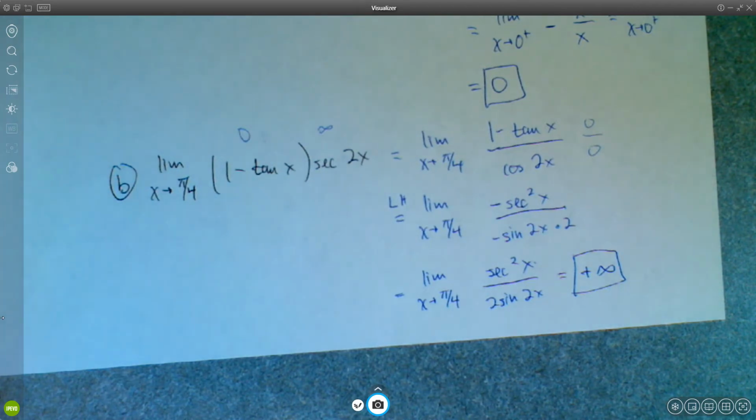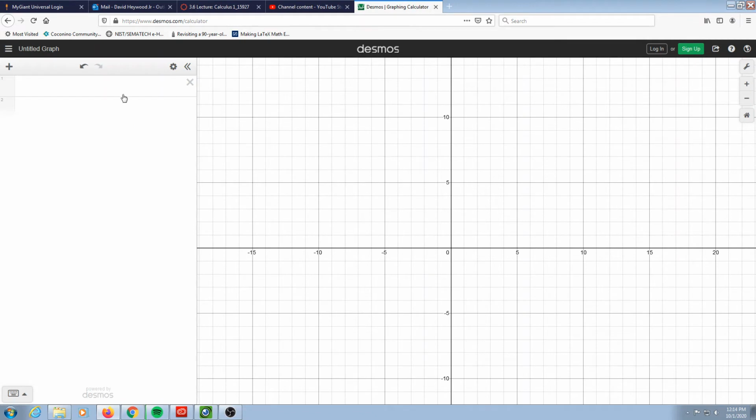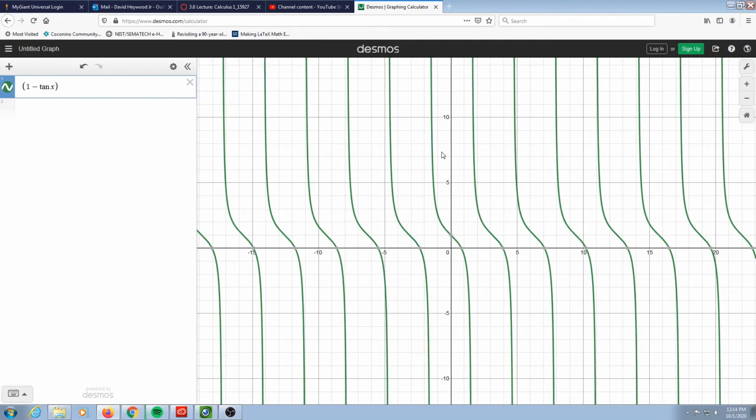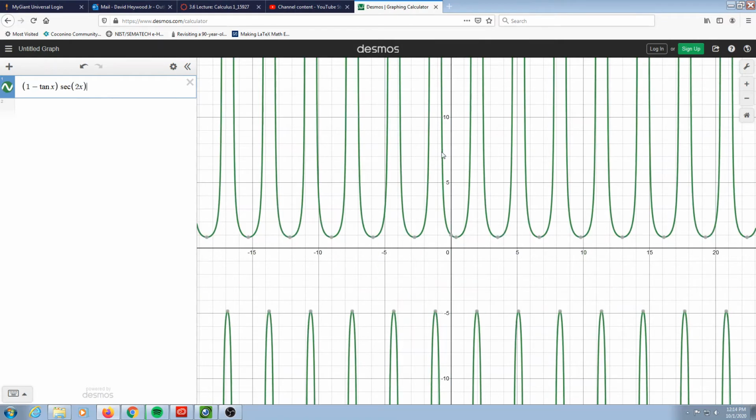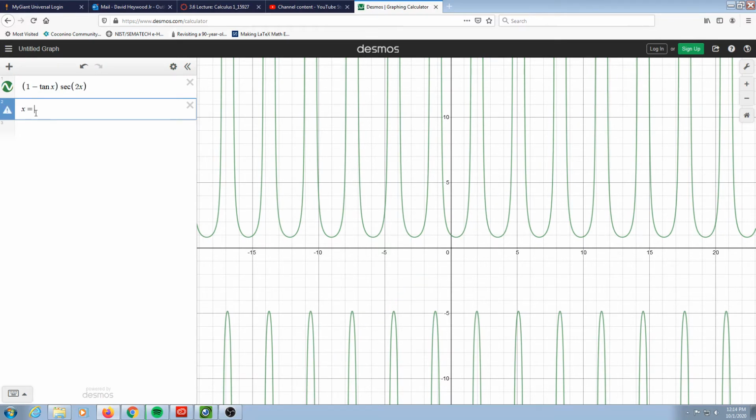I might want to take a look at that in Desmos, because that's really interesting. And I'm not too sure. Okay, so let's take a look at this in Desmos. So I'm going to look at 1 minus tangent x times secant 2x. That's what that thing looks like. Now we're looking for the limit as x approaches pi over 4. As x approaches pi over 4, we're definitely not going to infinity, are we? We're going to a finite value. What?